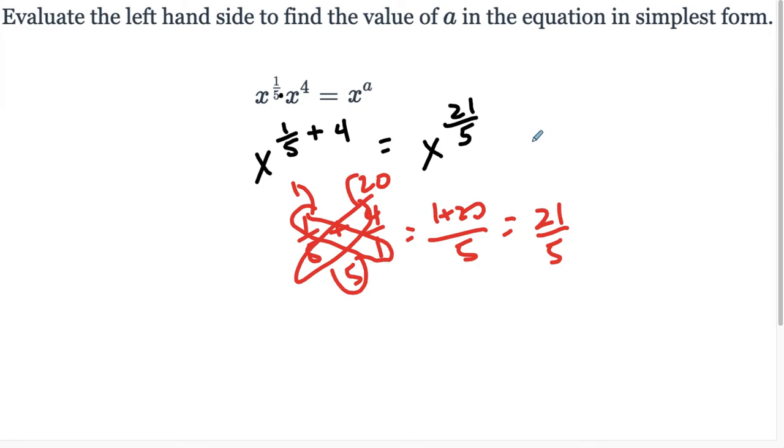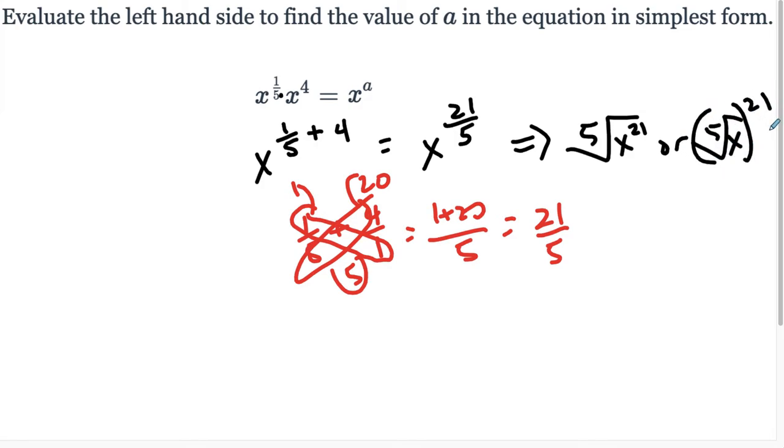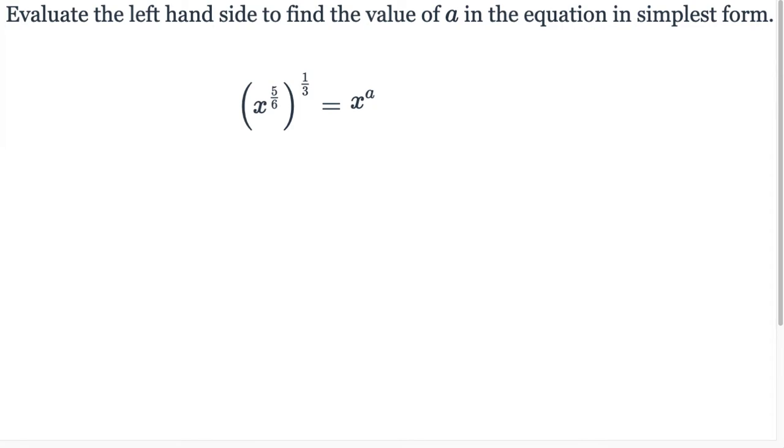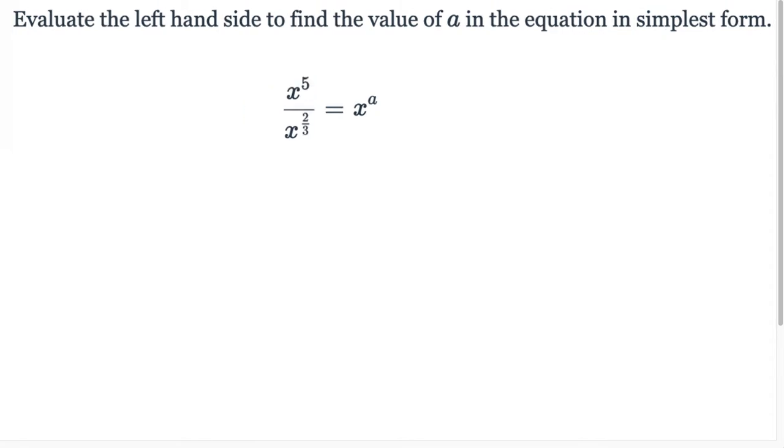And if you were to rewrite this, this becomes the 5th root of x to the 21st power, or the 5th root of x all raised to the 21st power. Okay? Again, this is a mixture of rules that you've learned in the past. All right, let's take a look at a second one. Actually, let's do this one right here.